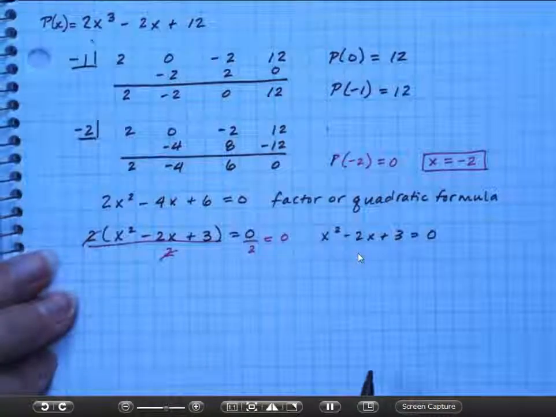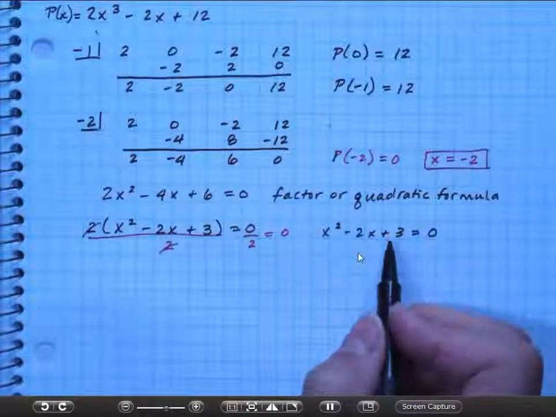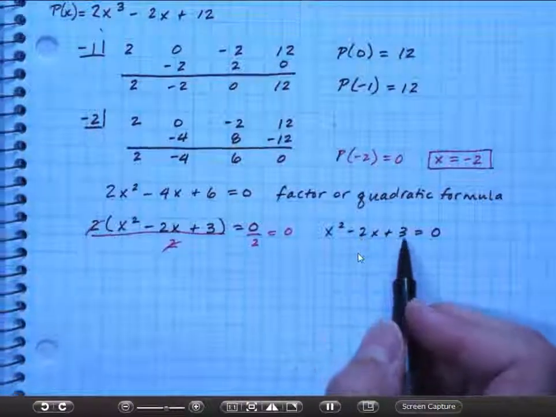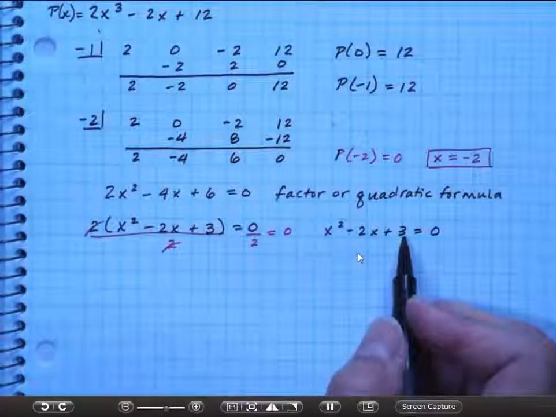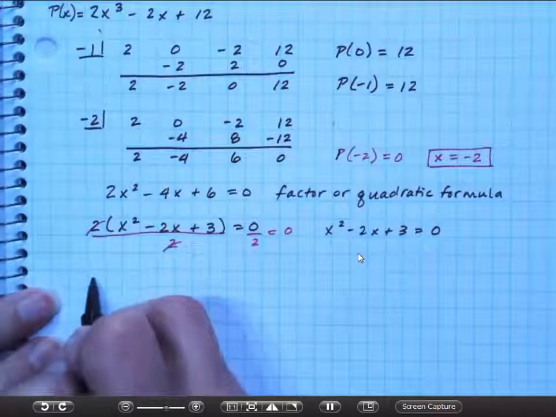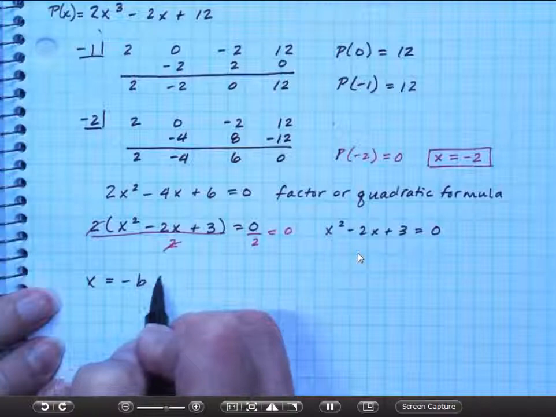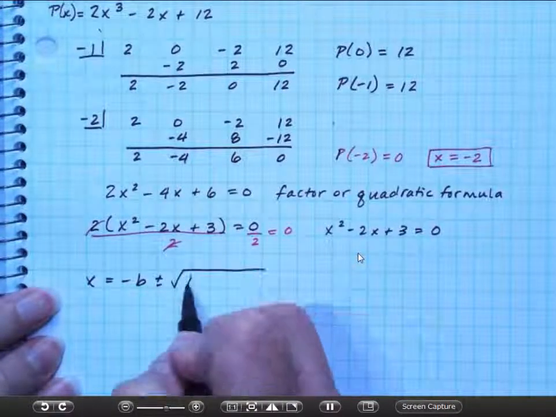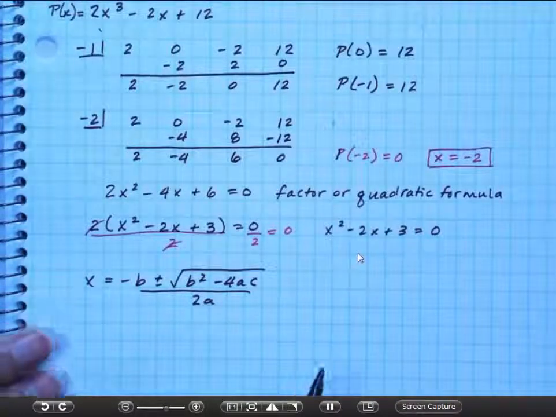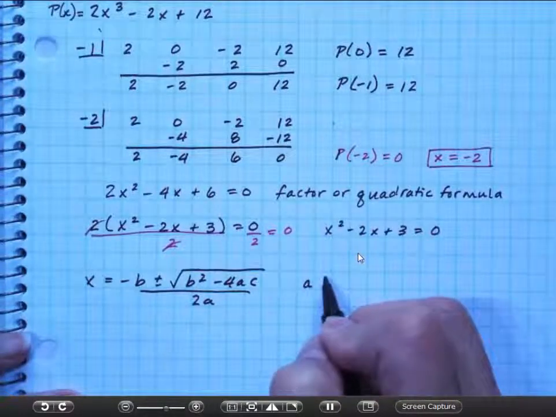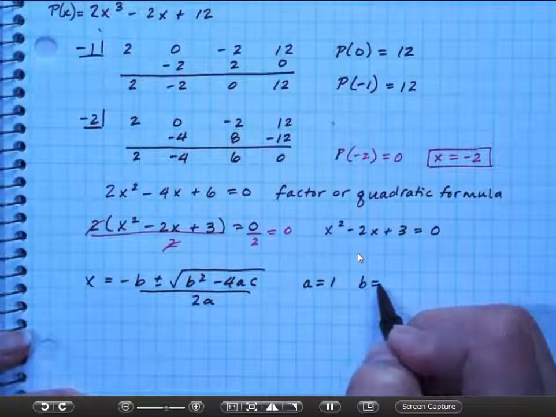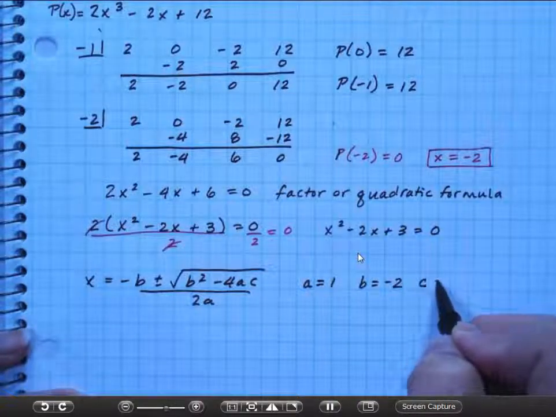To factor, I would need to find factors of 3 that give me a sum of negative 2. Factors of 3 are 1 and 3. They're not going to add up to 2. So I know I need to use the quadratic formula, which is x is equal to negative b plus or minus the square root of b squared minus 4ac all over 2a. And remember that a is the coefficient of your first term, your lead coefficient, which is 1. b is going to be negative 2. And c is going to be 3.